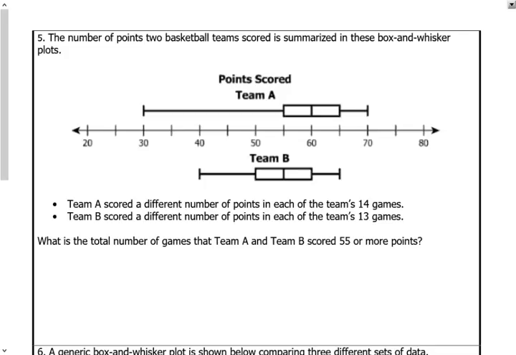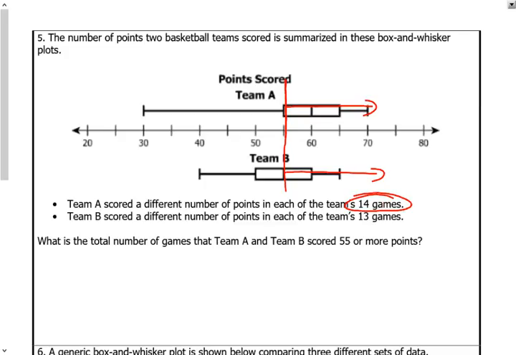And what I want to know, how many games did they score 55 or more points? Well, look at Team A. Team A is going to be easier because right here and up is 55 points. And actually, Team B is not that bad either. Right here. But our job is to put a number of games between that. So for Team A, here's the key. Team A is 14 games.